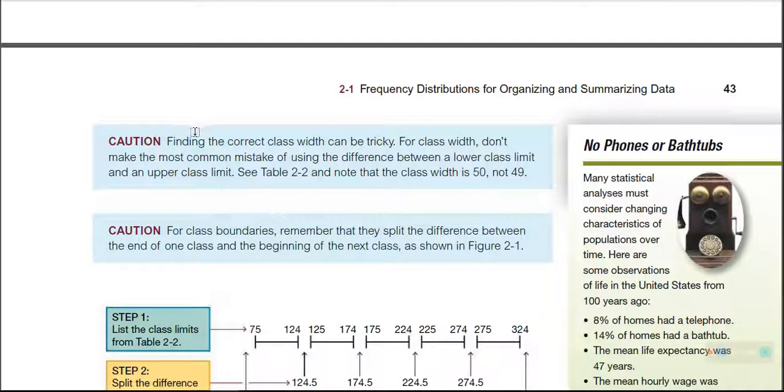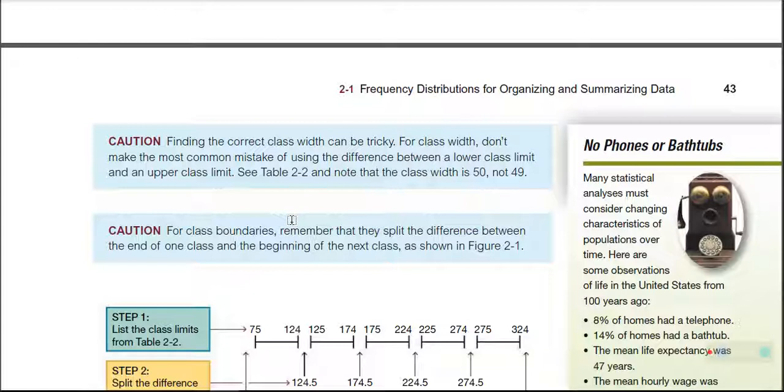So, caution. Finding the correct class width can be tricky. For class width, don't make the most common mistake of using the difference between a lower class limit and an upper class limit. Iba yung magiging sagot nyo, lagi kayong kukulangin ng isa. For example, 75 and 124. Pag sinubtract mo yan, 49 lang. So, laging ang kukunan nyo ay magkasunod na lower class limit. O kaya, magkasunod na upper class limit.